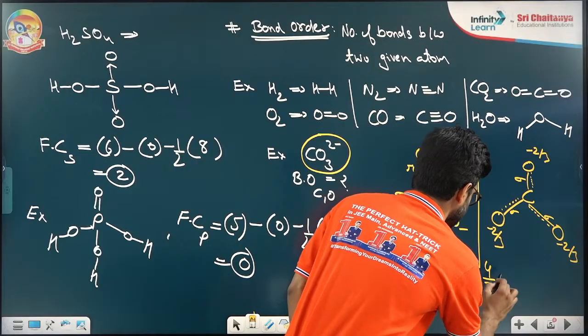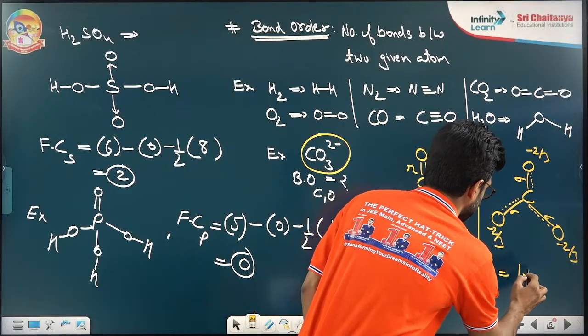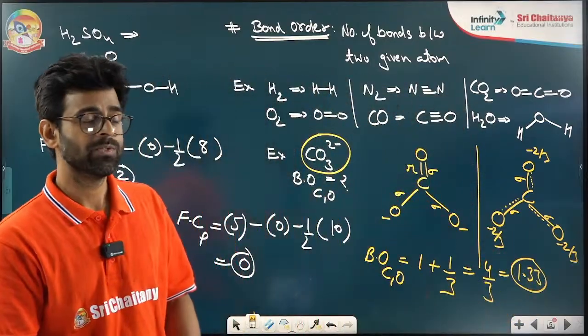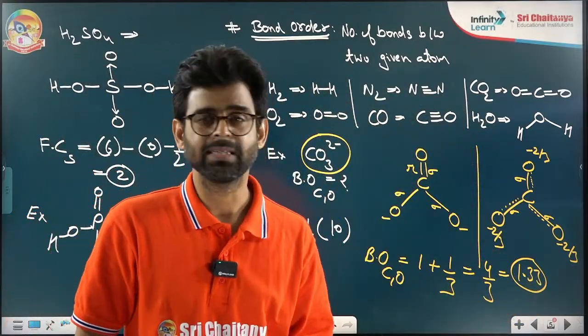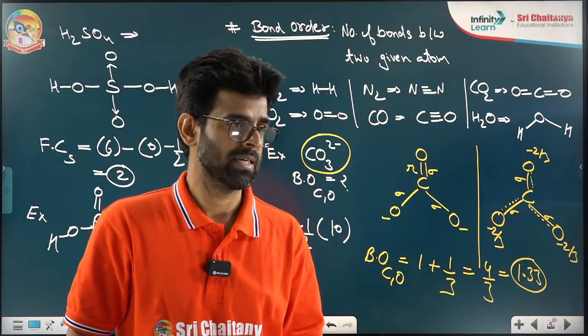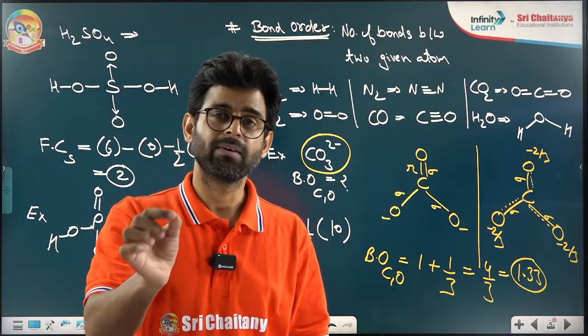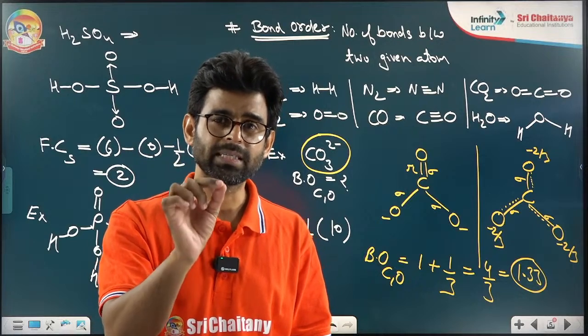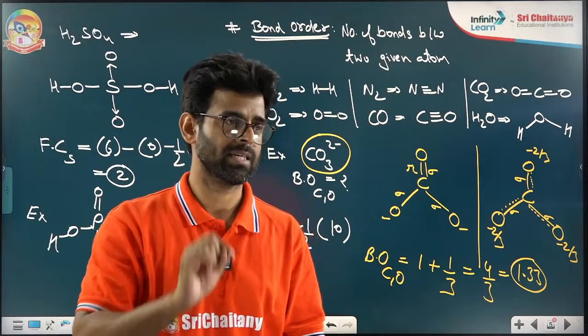So from here if you solve, what's coming, beta? 4 by 3, I will say. And 4 by 3 means how much? 1.33. Yes, bacha? It's not 1.5, it is 1.33. You will say 1.33, because one pi bond is delocalized or distributed in between three locations, right?